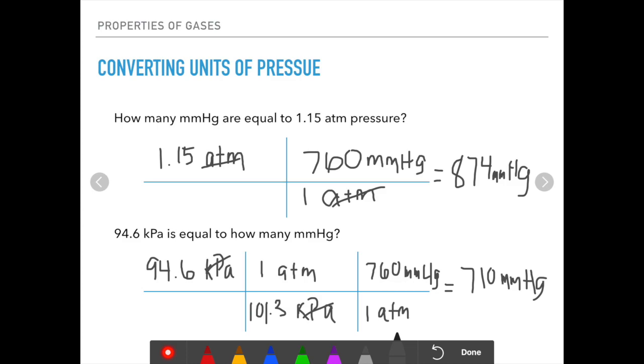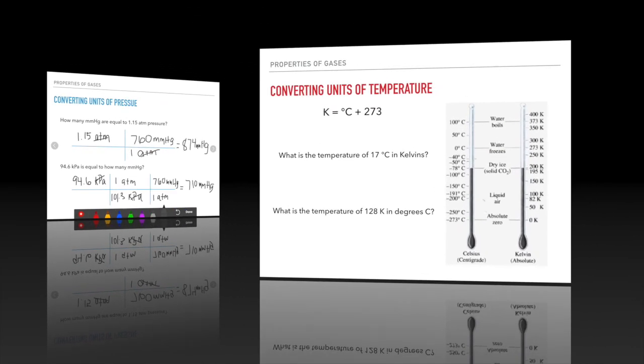We are going to be using STOIC like we did in the last unit. So to begin solving, you start with 1.15 ATM. And you know from the previous slide that there are 760 millimeters of mercury in 1 ATM. When you solve, you get 874 mmHg. For the next problem, we would start with 94.6 kPa. Since we don't have a straight conversion, we can go to ATMs first. 1 ATM is equal to 101.3 kPa, and to get to millimeters of mercury, we do a similar conversion to the first problem. And when we solve, we find out that it equals 710 mmHg.